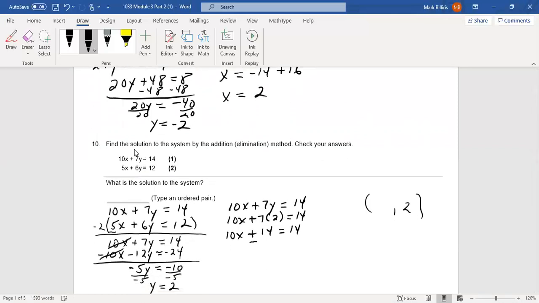I'm solving for x, so I need to isolate. So I'm going to subtract 14 from both sides. So 10x would equal 0. And of course, when I divide by 10, 0 over anything is 0. So my x value would be 0. And again, you can check your answer by plugging 0 in for x and 2 in for y into both equations to make sure that your answer is correct.